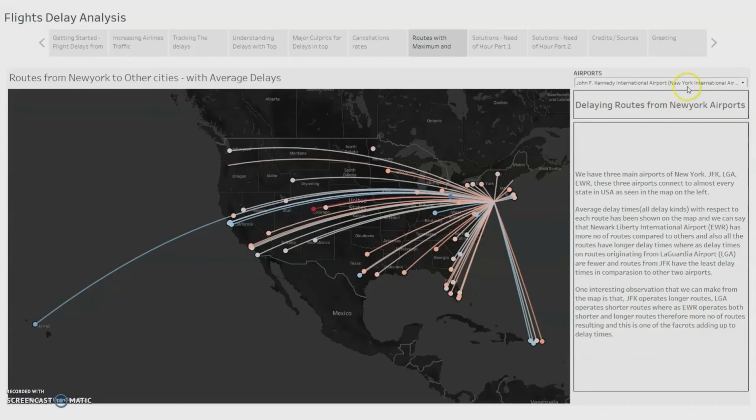Since we have been working with New York and its three airports, which are John F. Kennedy International Airport, LaGuardia Airport, and Newark Liberty International Airport, the map represents the average delay times with respect to each route.